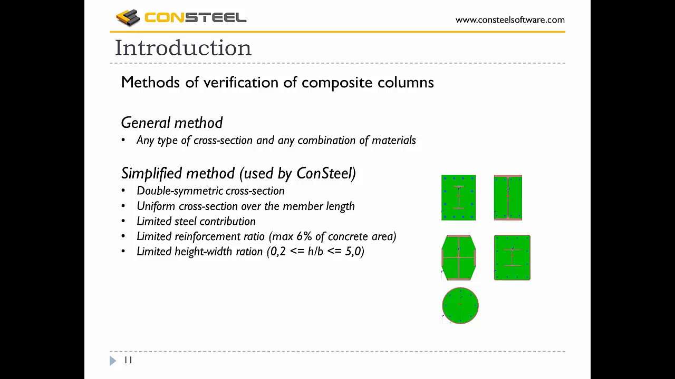But the simplified method has some limitations. You can see the limitations. Only double symmetric cross-sections can be used. Uniform cross-sections over the whole member length. The steel contribution is limited, and also the reinforcement ratio is limited, maximum 6% of the concrete area, and the height-width ratio is also limited. Here you can see the limitation of the cross-section. Okay, let's see how it is working in ConSteel 9.